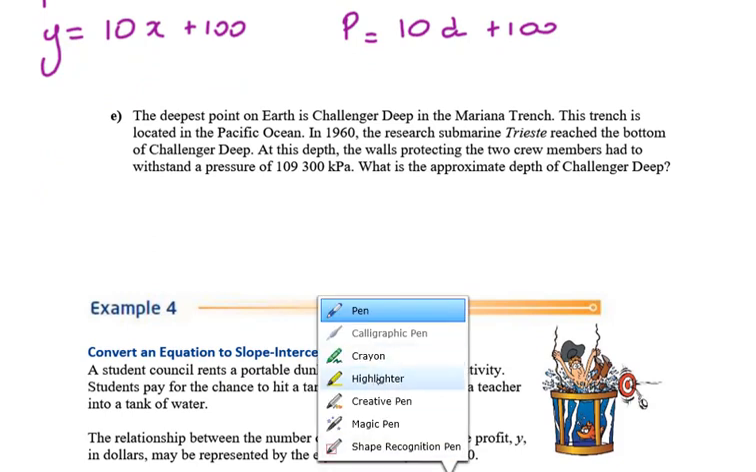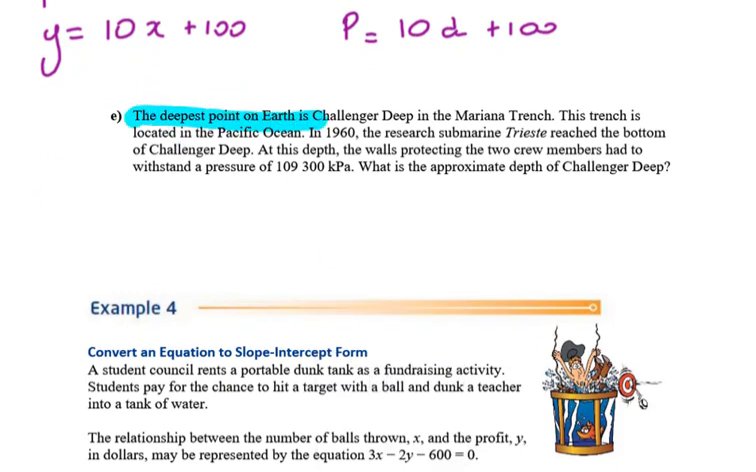The deepest point on Earth is Challenger Deep in the Mariana Trench. This trench is located in the Pacific Ocean. In 1960, the Trieste reached the bottom of the Challenger Deep. At this depth, the walls protecting the crew members had to withstand a pressure of 109,000 kPa. What is the approximate depth of Challenger Deep?